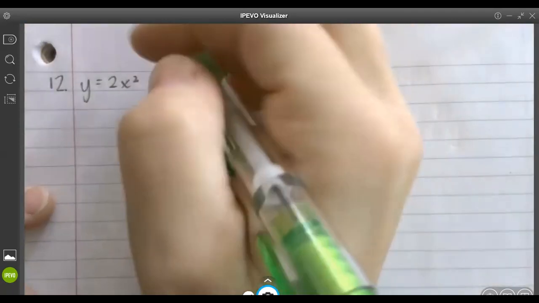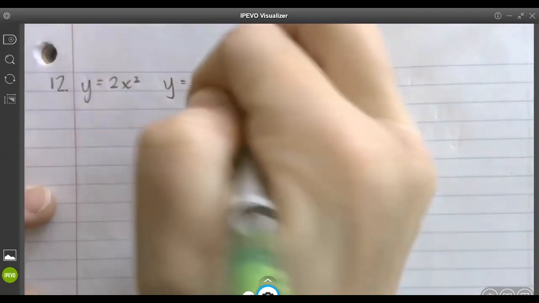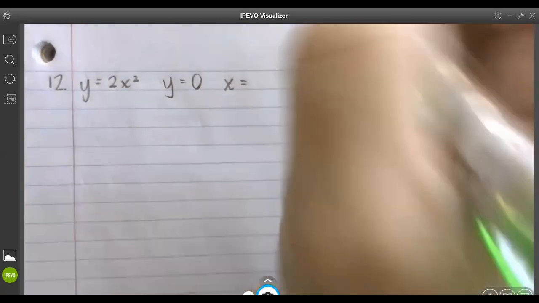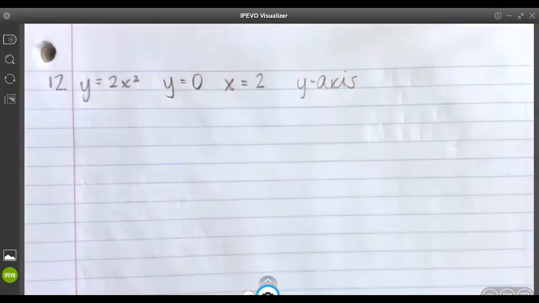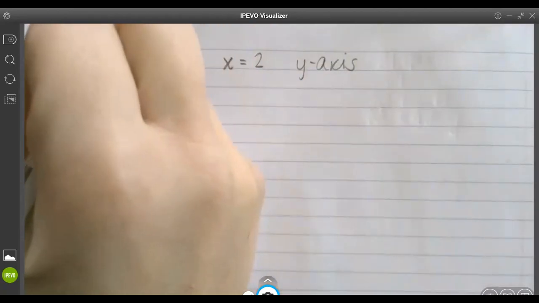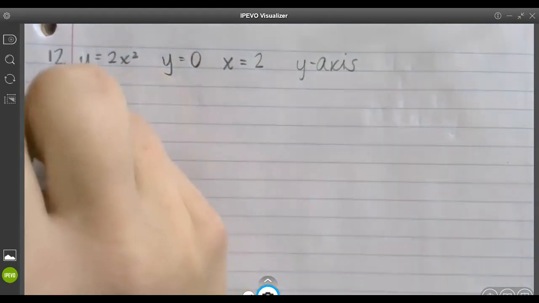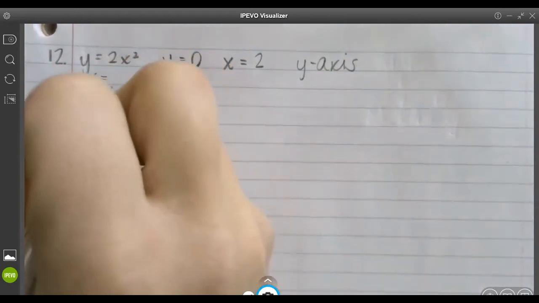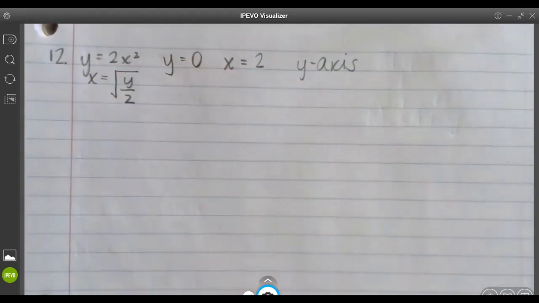we have y equals 2x squared, y equals 0, x equals 2. And it said the y-axis. What happens when I have to do y-axis or any vertical rotation? So what is x over here? Divide by 2 and then square root it, right? Everybody good with that?